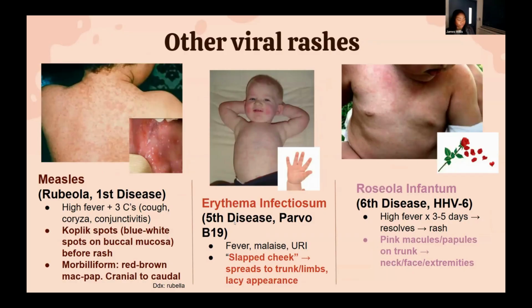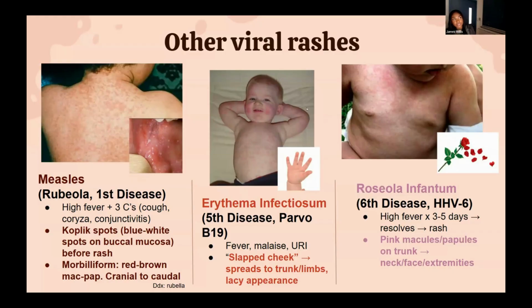Although measles can start off blanching and then later turn to non-blanching. So with these viral rashes, measles, you have your high fever and your 3 Cs, your cough, rhinorrhea, conjunctivitis, your Koplik spots, which are these like bluish, whitish spots within the mouth that happen before the rash, and then you have this maculopapular reddish, brownish rash.